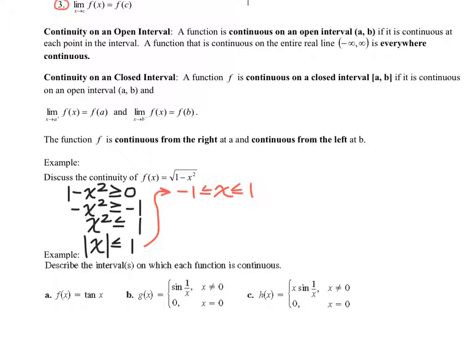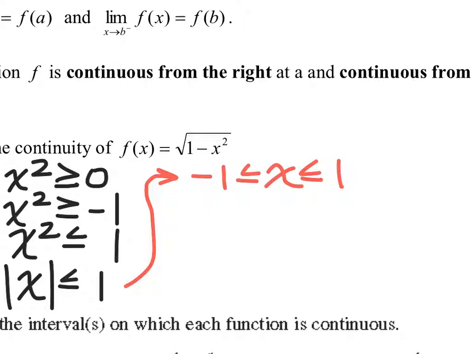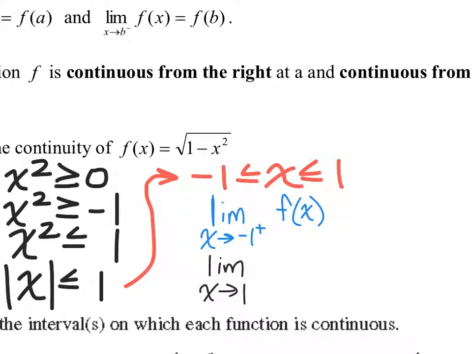What I need to justify my answer, so in a rigorous calculus approach, I need the limit as x approaches -1 from the right of f of x. And I need the limit as x approaches +1 from the left of f of x.